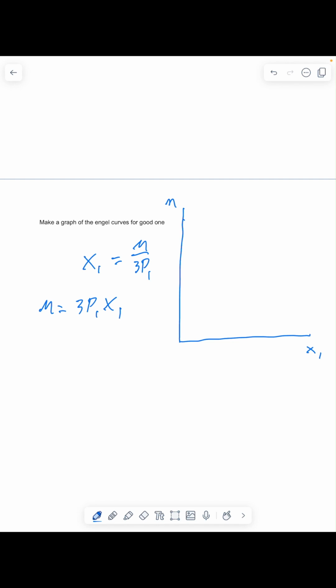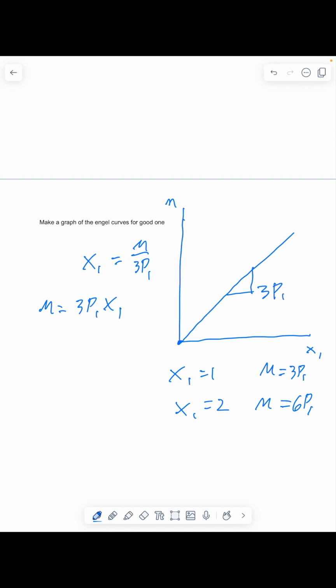In this case, if you plug in 0, this whole thing is just going to be m equals 0, right? Whereas if you plug in 1 for x1, then it's just going to leave our m equal to 3p1. If we plug in a 2, our m is just going to be equal to 6p1. And it's going to leave us with a linear line for the graph, with a slope of 3p1, because for every 1 unit of x it moves, it's going to go up 3p1.